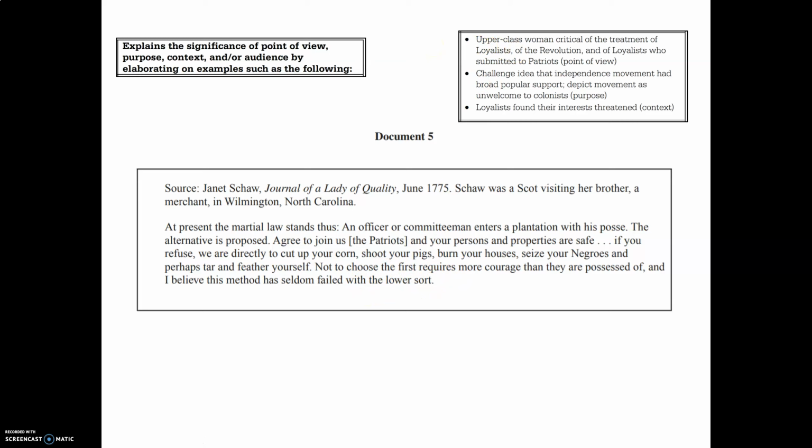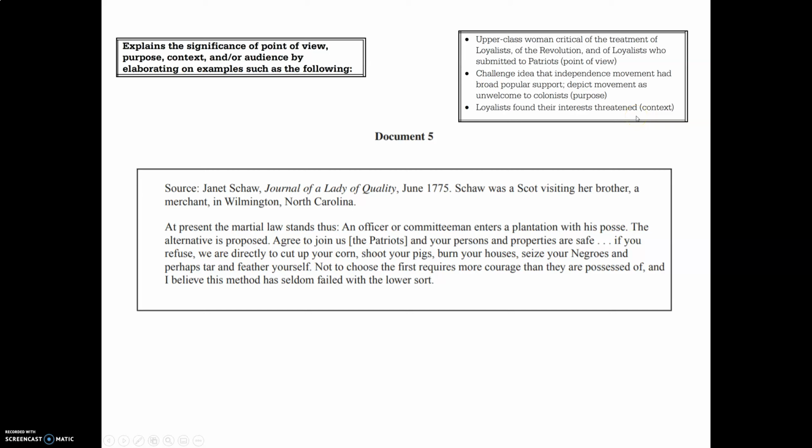For purpose, this is going to challenge the idea that the independence movement had broad support. Clearly it wasn't, because some people in North Carolina felt pressured into joining the Patriots, feeling they had no other choice. And clearly, this woman, and we can probably assume her brother as well, were against this patriot movement.